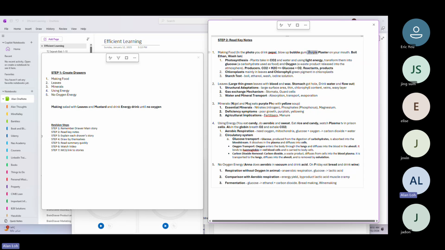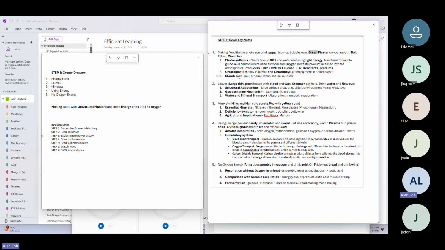In fact, I changed it to green plaster, I remember. Purple. Right, sorry. So green plaster is to represent the chlorophyll because the color is green, and the plaster is representing the chloroplast. Chloroplast is different from chlorophyll. Chlorophyll is the pigment inside the chloroplast. Right. Then you boil ethane and wash iron.